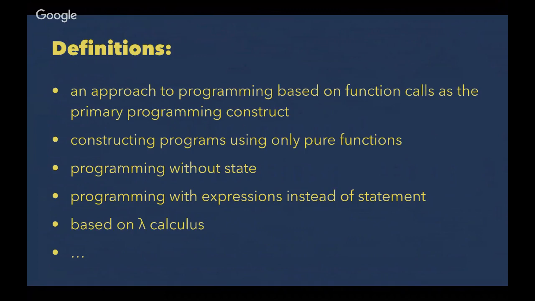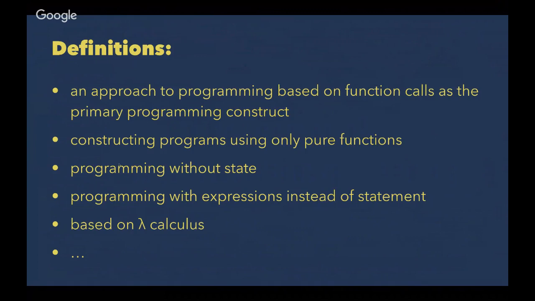Another expression is programming with expressions instead of statements. That's not only for functional programming, it's declarative programming. In declarative programming, we only program with expressions. We don't have statements. We don't have loops. We don't have control flow. We don't have if, we don't have branching. In functional programming, everything is an expression. We don't have control flow, and we'll talk about this later.